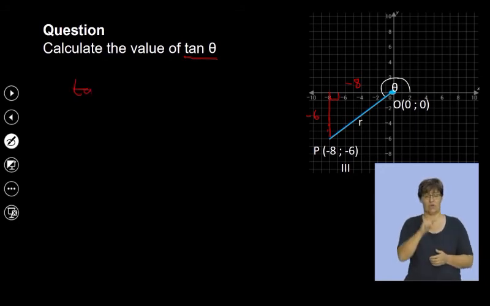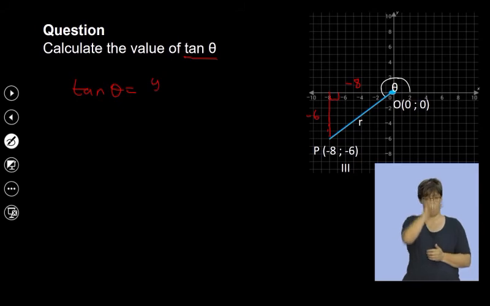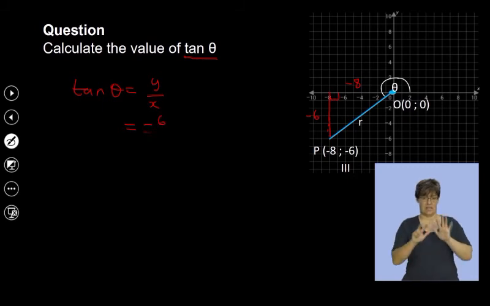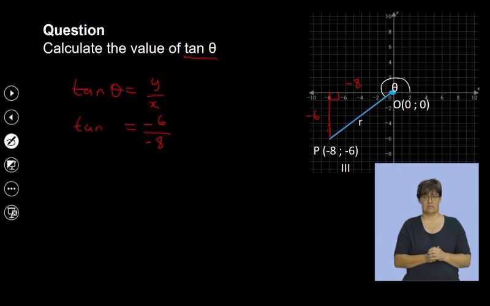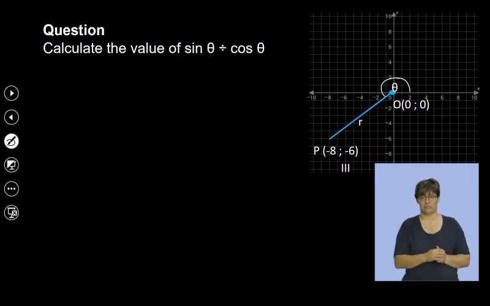So tan theta is equal to, remember we said it's y over x, which is equal to -6 over -8, and this is still tan of theta. Then theta will be the second function of tan into 6 over 8. And then you can press your calculator there to find what the answer is.